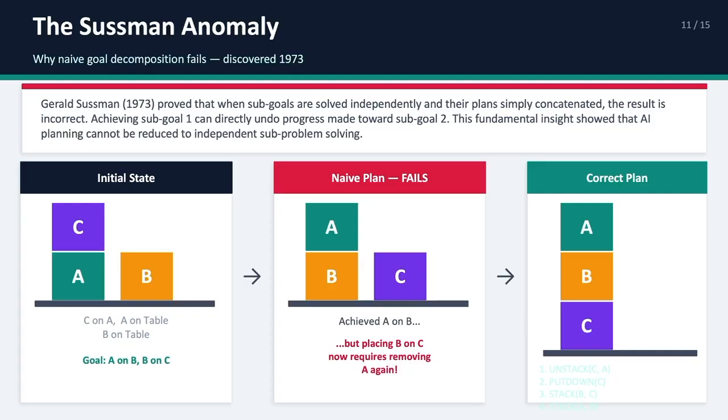This means the simple method of solving one goal at a time does not work. Instead, we must plan steps in a combined and a proper order. This concept is important because it shows that planning is more complex than it looks.